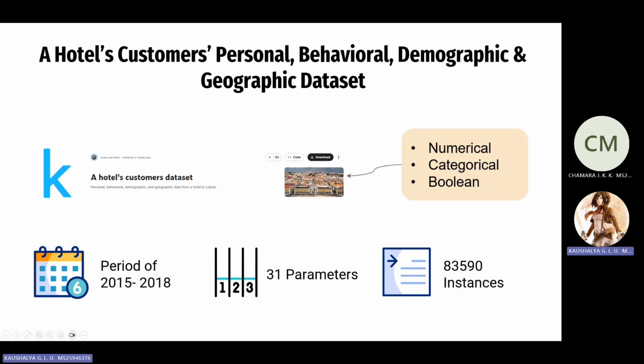The dataset we chose is from Kaggle and it is a real-world dataset collected from a hotel in Lisbon in the time frame of 2015 to 2018. It has 31 parameters and more than 83,000 instances. This data included numerical, categorical, and Boolean data as well.